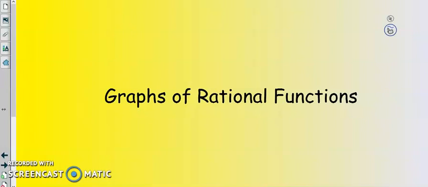All right, so we have talked about so many different functions already. We've talked about linear, quadratic, cubic, step functions, floor functions, all the different types of functions that are out there, piecewise functions. We just finished that part.